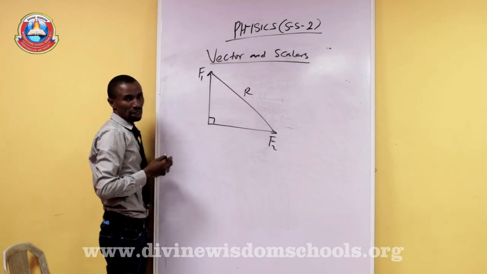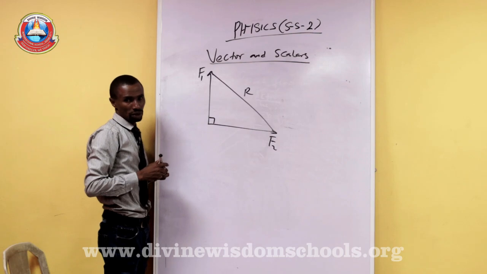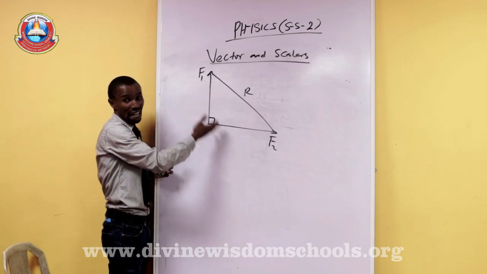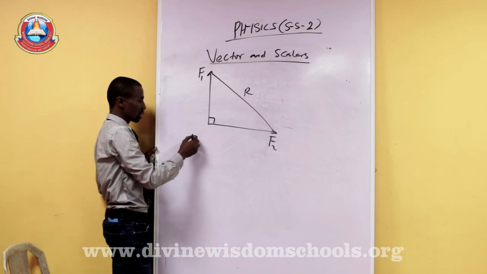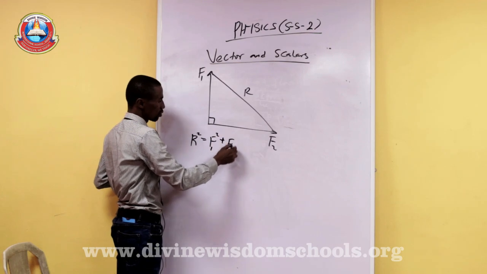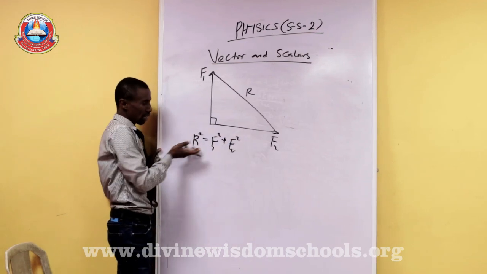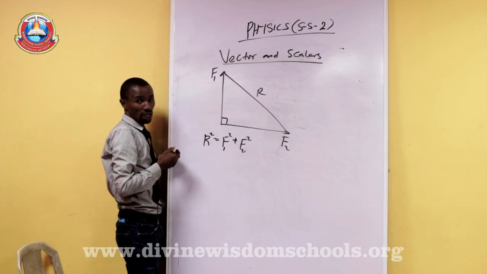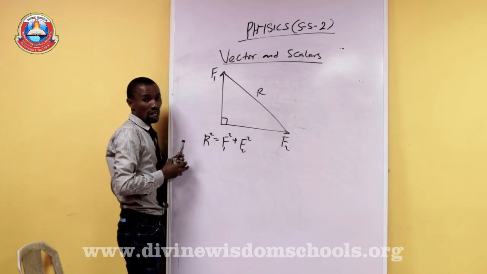So remember in mathematics, we talked about Pythagoras theorem. Pythagoras theorem is used to determine the resultant when two vectors act perpendicular to each other, which is given as R squared equals F1 squared plus F2 squared. So from here, we can determine the resultant between the two vectors acting perpendicular to each other at the angle 90.